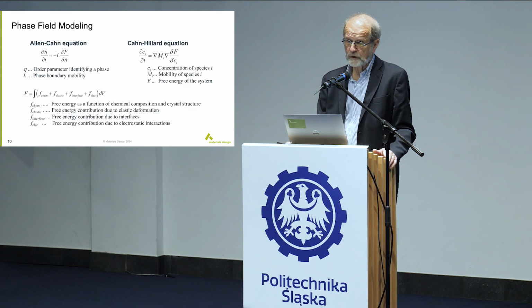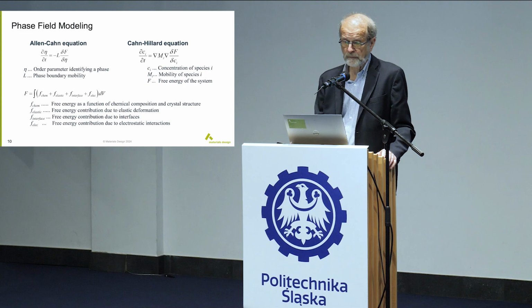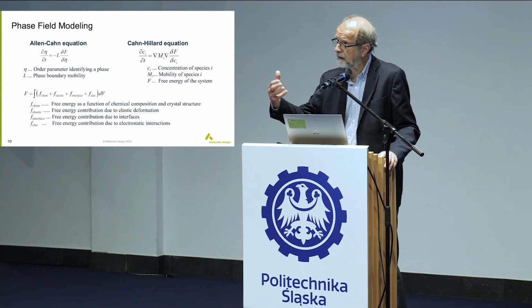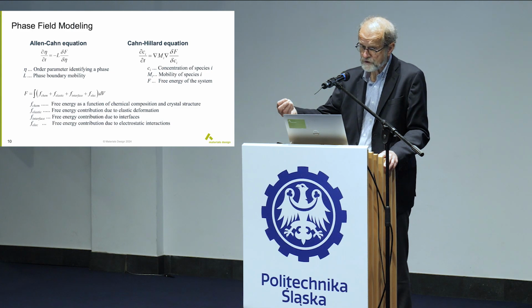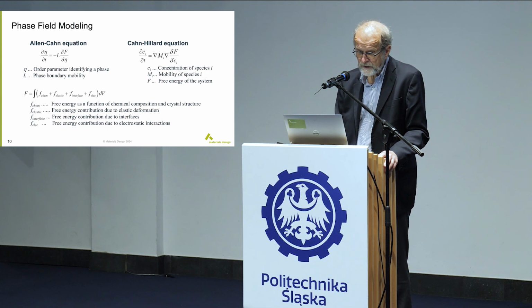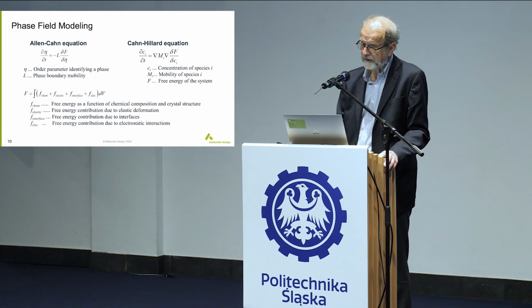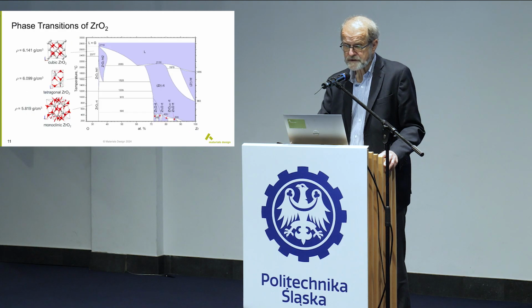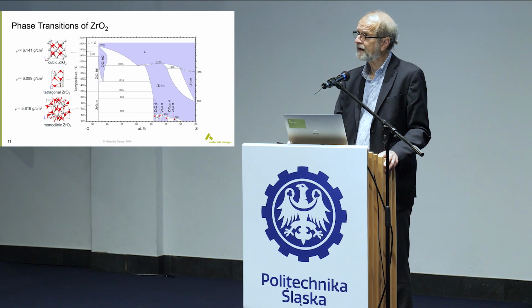We want to solve these equations. That's kind of the Allen-Cahn and Cahn-Hilliard equations that predict the microstructure evolution. But you see, we need the free energy as a function of the chemical composition, the crystal structure, the strain, the interface energies. We need electrostatics. So we need a lot of properties. So how can we get them?